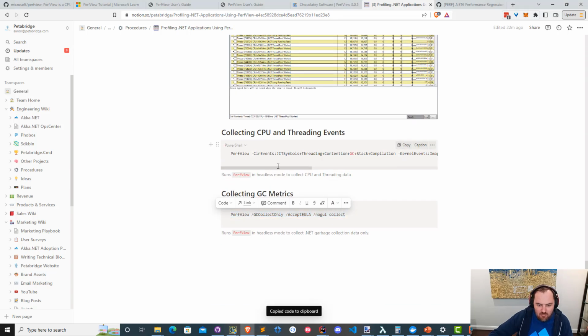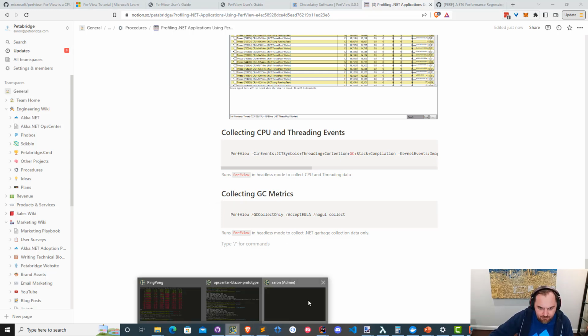We're going to use this one right here, which is a headless version of PerfView, meaning that there's no GUI at all. And we're basically going to gather all of our threading and JIT symbols and all that. This will help us do some CPU profiling. Whereas you can see down here, this command is what we use to analyze that previous data set that we were taking a look at. That's all garbage collection values only.